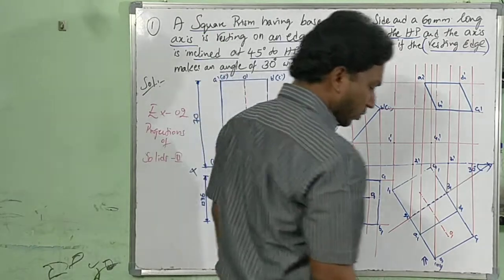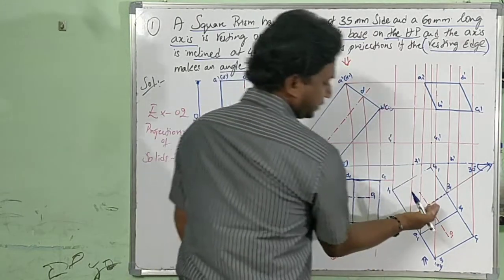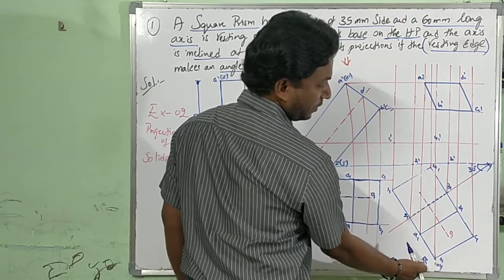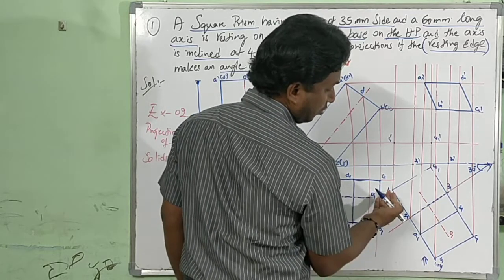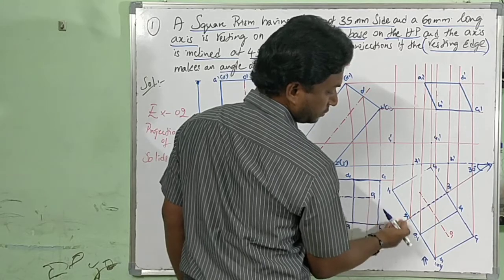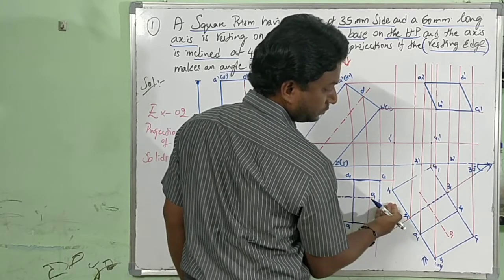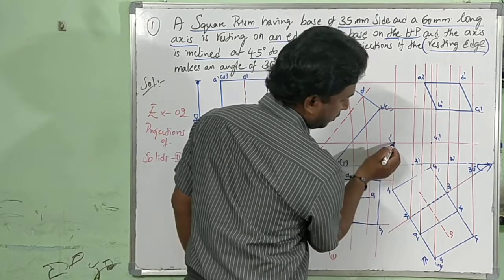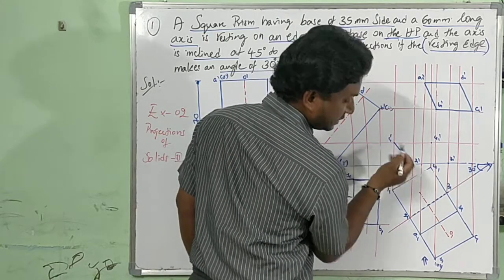Now coming to its bottom, with respect to this, whatever edges of the base I can see are 1 1, 2 1, which come as 1 1 dash, 2 1 dash, drawn thick.